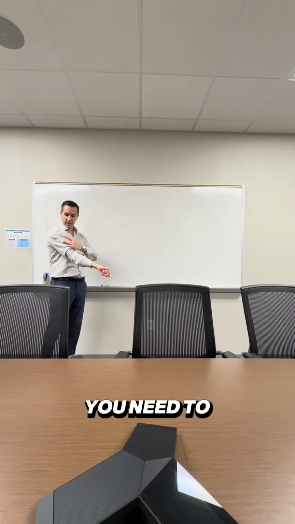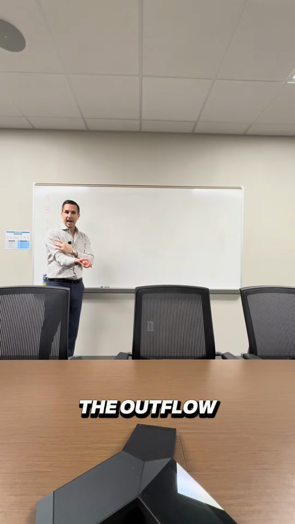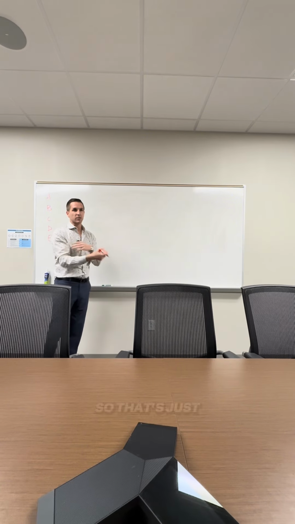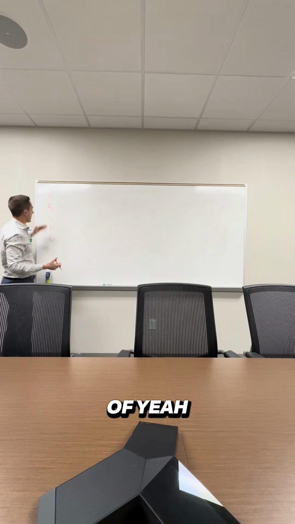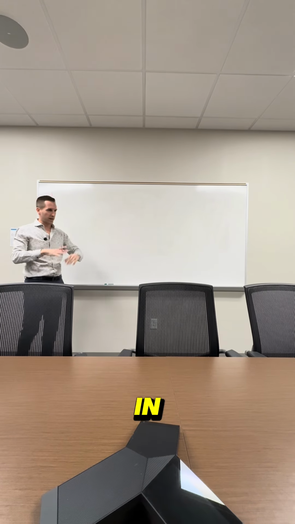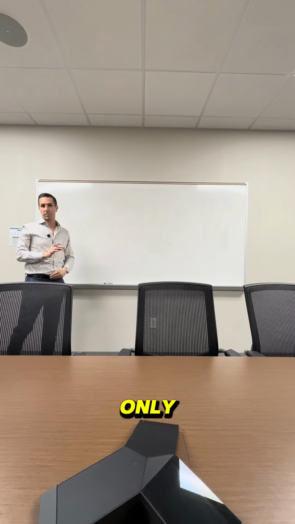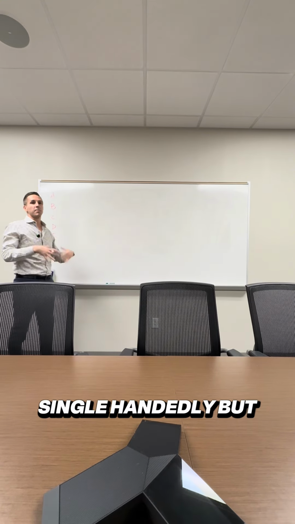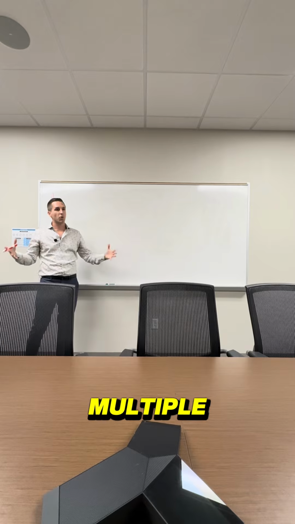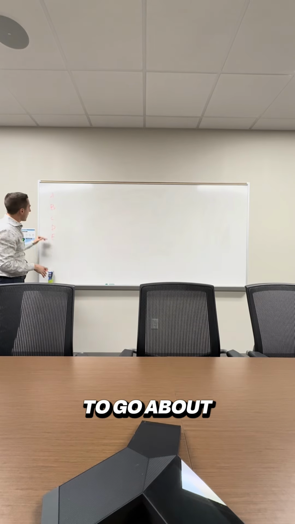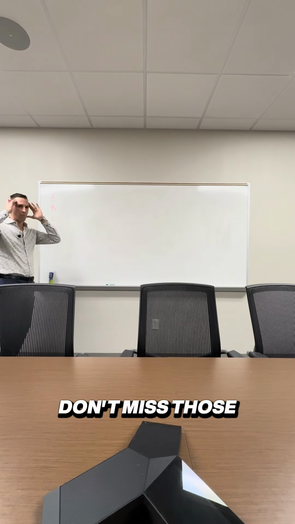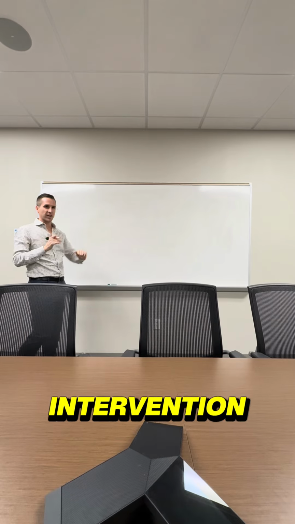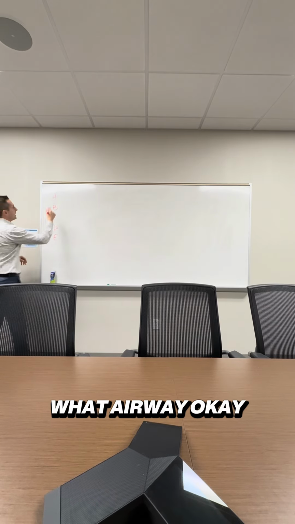If that doesn't work, you need to get control of the inflow and the outflow. And if that doesn't work, you take a big suture and you ligate it. So that's just an example of how this deviates in the field, or in a scenario where you're the only person dealing with the chaos single-handedly. But in real life, we have a big team, multiple people. And the reason we have this is so we don't miss those critical things that we can make a quick intervention on. So A is what?